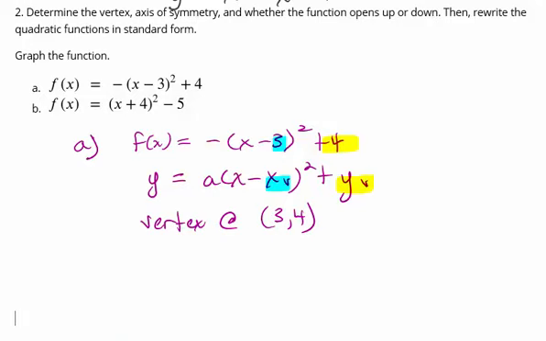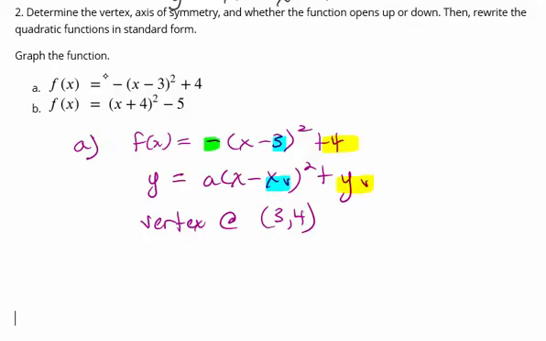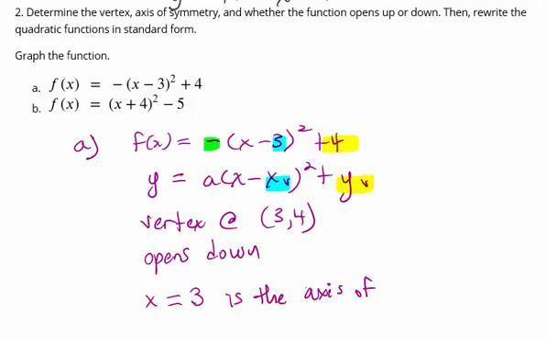Okay, because the leading coefficient is negative, we know that the parabola opens downward. And the axis of symmetry always passes through the vertex. And so it's a vertical line of equation x equals whatever the x coordinate of the vertex is. So in this case, 3 is the axis of symmetry.